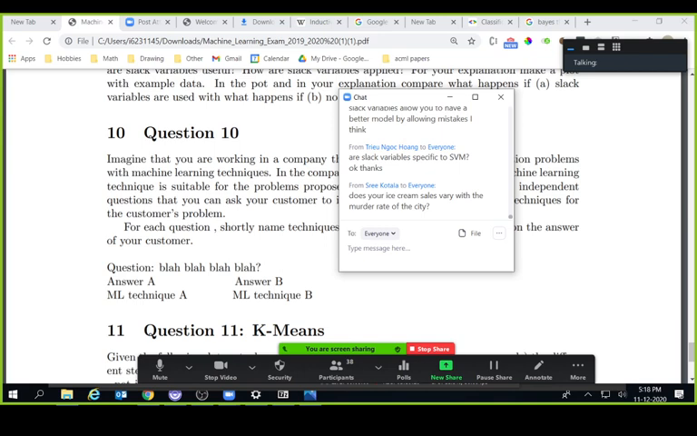Does your ice cream sales vary with the murder rate of the city? That's something for you to find out.